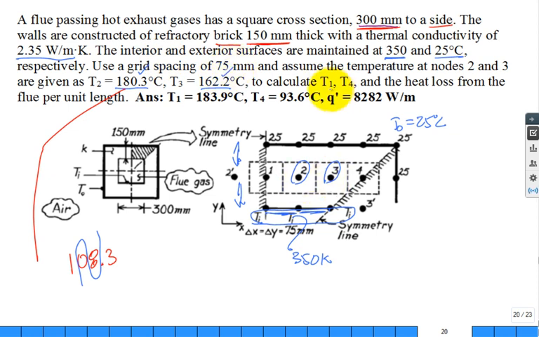They want you to calculate T1, T4, and then the heat loss in the flue per unit length, depth of the flue. Notice that you'll have to use that factor of 8, because you'll calculate it for the symmetry section, then say, I have 8 of these symmetry sections to make up the whole flue. All right. Look at how easy they made it for you. They even give you the control volumes. Look at the control volume for node 1. Look at the control volume for node 4.